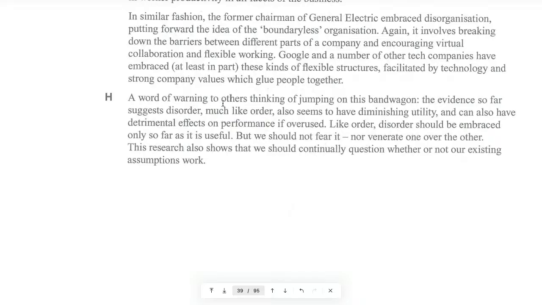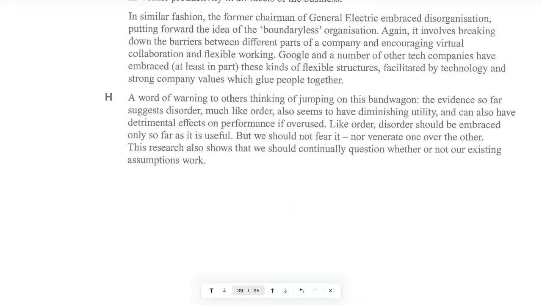So a word of warning to others thinking of jumping onto this bandwagon. Yes. The evidence so far suggests this order, much like order, also seems to have diminishing utility and can also have detrimental effects on performance if overused. Like order, this order should be embraced only so far as it is useful, but we should not fear it nor venerate one over the other. Right? This research also shows that we should continually question whether or not our existing assumptions work.